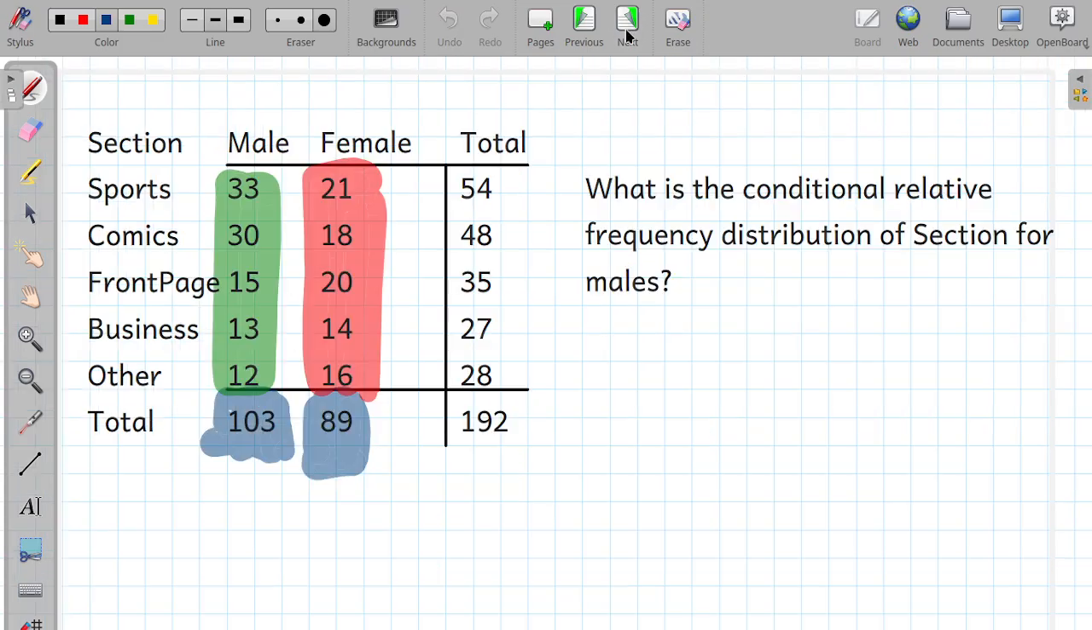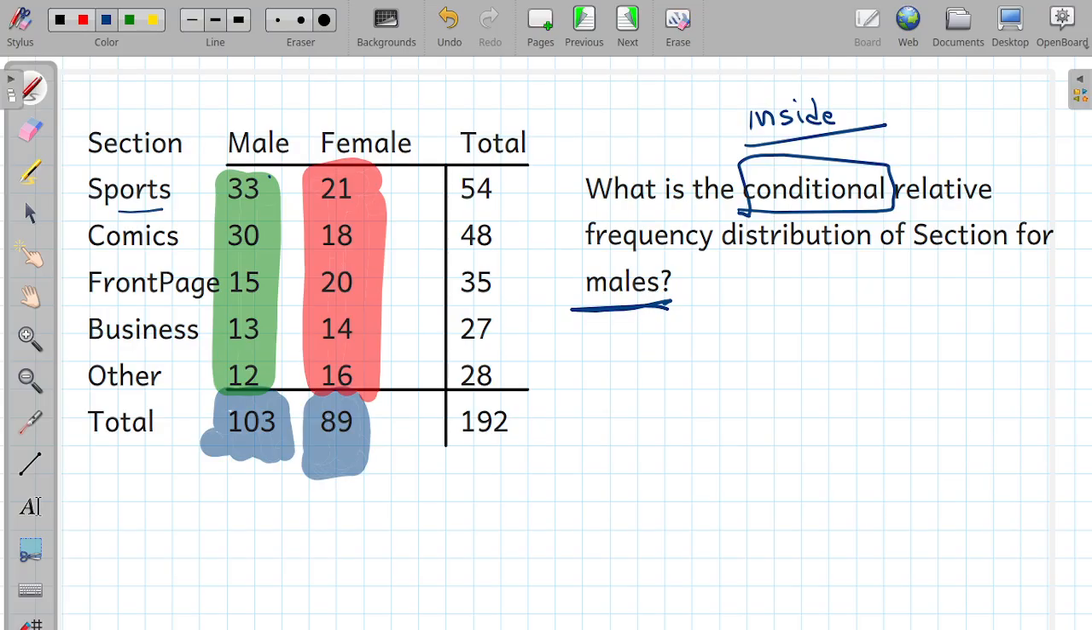Let's take another one. Okay, same table, but now what is the conditional relative frequency distribution? And we're interested in the males only. So conditional should send you inside the table, because there's a condition, and the condition here is males per section. So what do we see? All right, males, 33, right here, for the sports section.